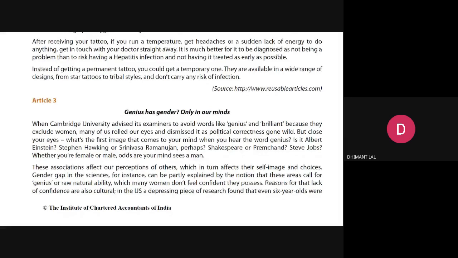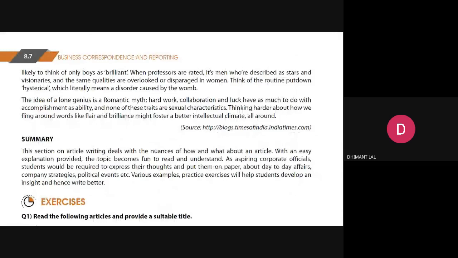In the US, a depressing piece of research found that even 6-year-olds were likely to think only boys are brilliant. When professors are rated, it's men who are described as stars and visionaries, and the same qualities are overlooked or disparaged in women. Think of the routine put-down, hysterical, which literally means a disorder caused by the womb.